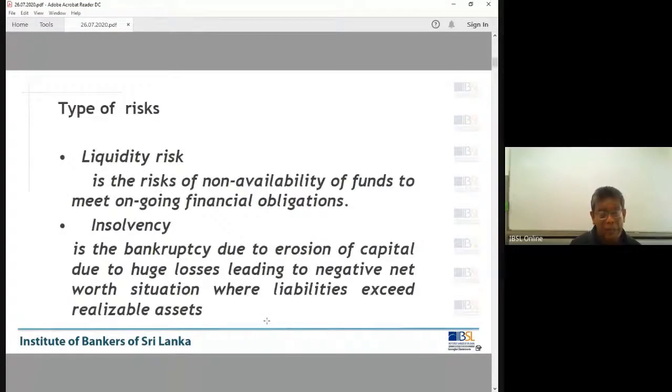So what do you mean by the liquidity risk? The non-availability of funds to meet ongoing financial obligations. As a customer comes, you are not in a position to give the money. So that's the bank facing liquidity risk. And then insolvency means the bank does not have enough capital. That means your liabilities are more than assets. So then the bank is facing insolvency. It's not a risk, right? It is a worse side of the liquidity, right?